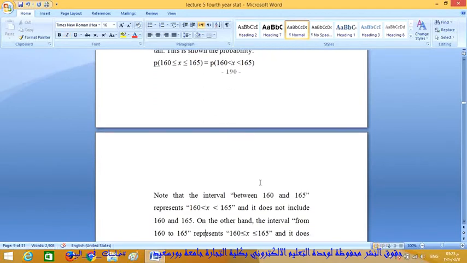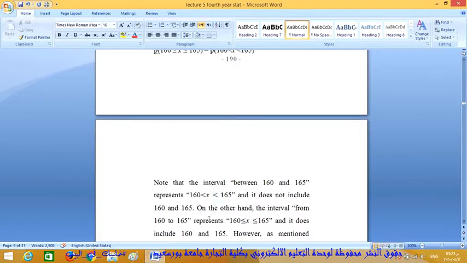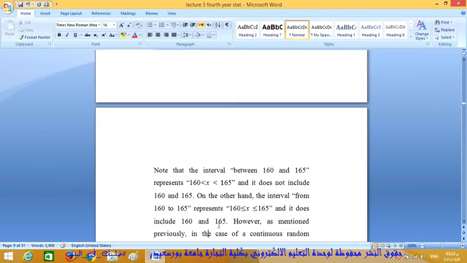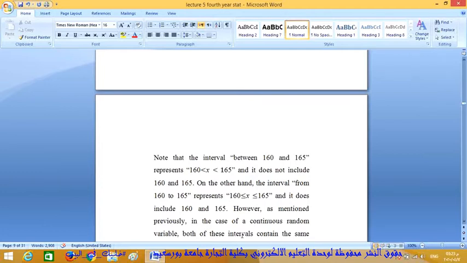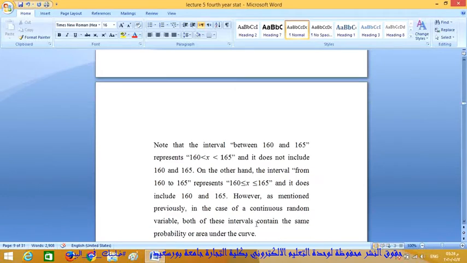Note that the interval between 160 and 165 represents X greater than 160 and less than 165. The interval from 160 to 165, okay, represents X equal to or greater than 160 and less than or equal to 165, and it does include 160 and 165. Okay? So this probability looks like this probability. However, as mentioned previously, in the case of a continuous random variable, both intervals contain the same probability, the area under the curve. Okay.